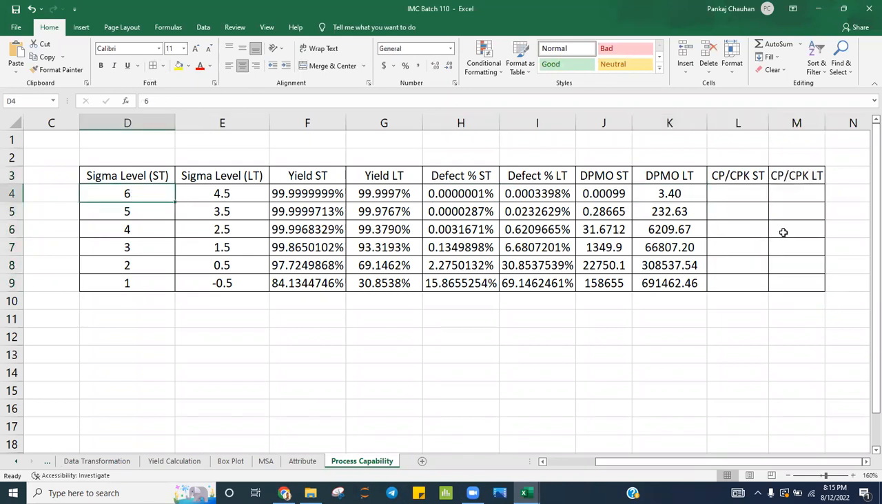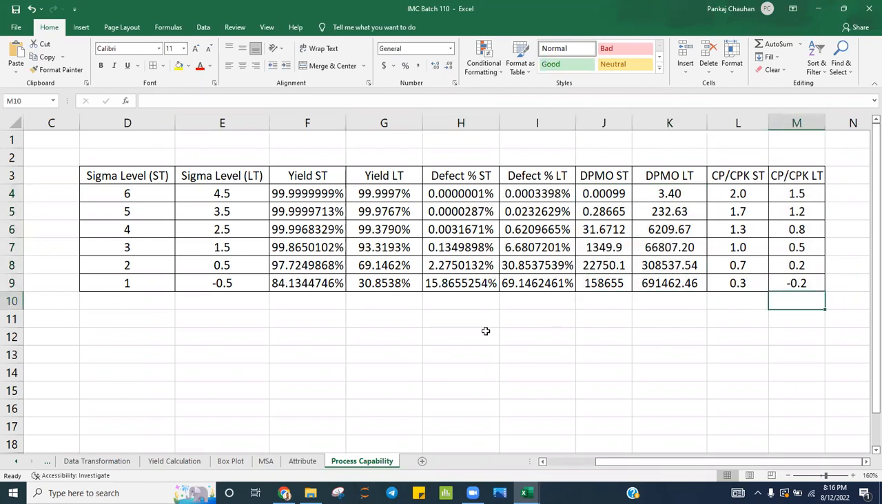So in case your short-term sigma level is 6, if you divide this value by 3, that will be your capability, CP/CPK. This is what is expected. And the same thing if you do for the long term and divide this by 3, then this will be your capability on a long-term basis. So today we are going to learn how to calculate the capability and how to convert that capability into the sigma, the yield, the defects or the DPMO. This is what we are going to learn.